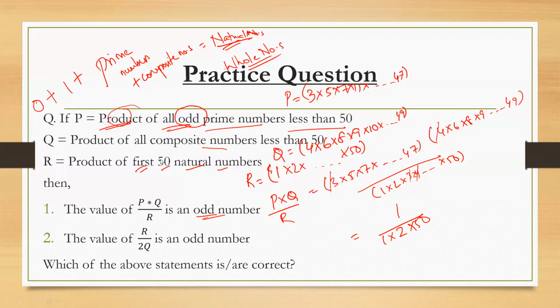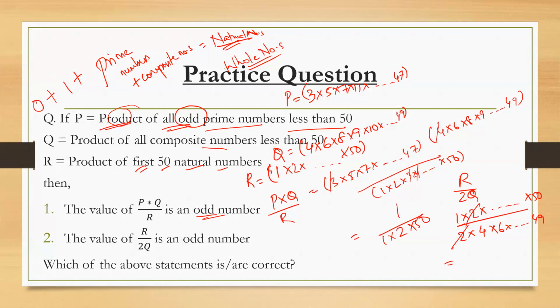Now the same thing when we talk about the next question, that is R by 2Q, what will happen here? Now what is R here? R is nothing but 1 into 2 into like this till 50. What is Q here? 2 into Q is nothing but 4 into 6 into like this till 49. So what do you observe here? 2 and 2 will cancel each other out.